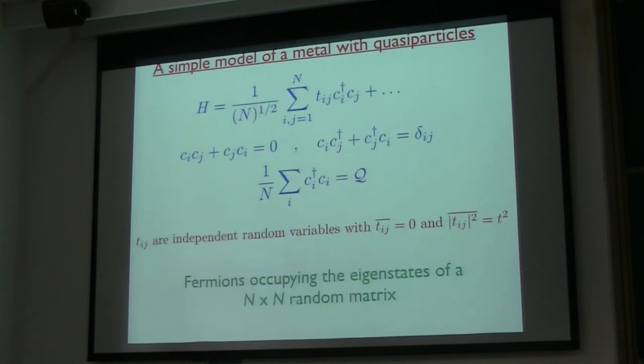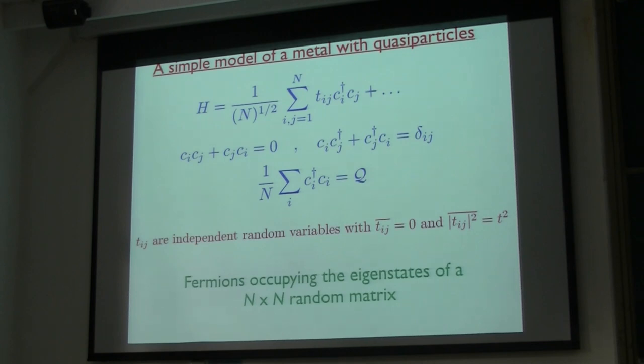And you can write it in the second quantized form this way. You have these operators that anti-commute, and these T_ij are just Gaussian random numbers, which for simplicity I take to have zero mean, and they're uncorrelated with each other. So the key thing here is independent. As long as they're independent, all of these models are basically the same problems. Okay? So this is a very simple problem to solve. You just take n squared random numbers, put them on a computer, diagonalize the n by n Hamiltonian, and then occupy the lowest energy states.